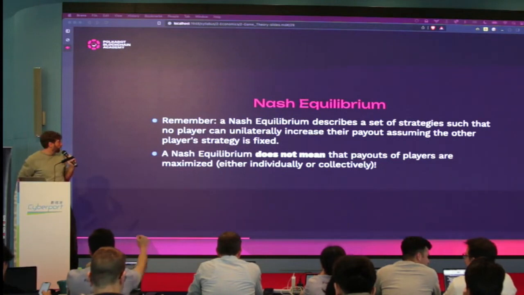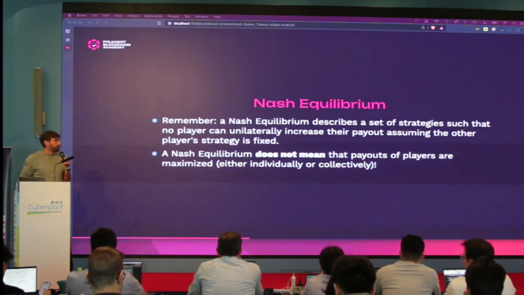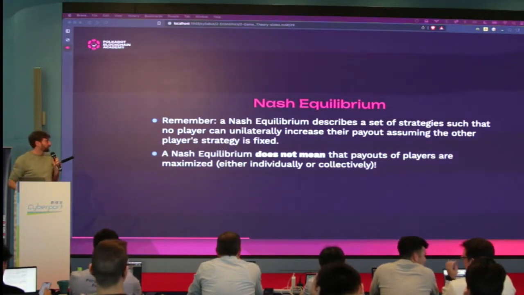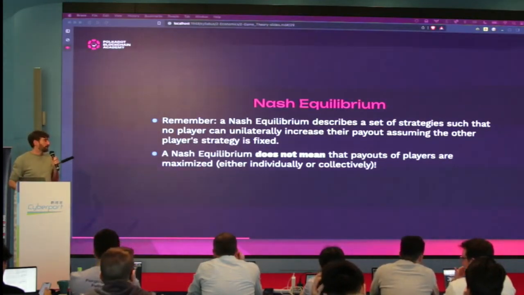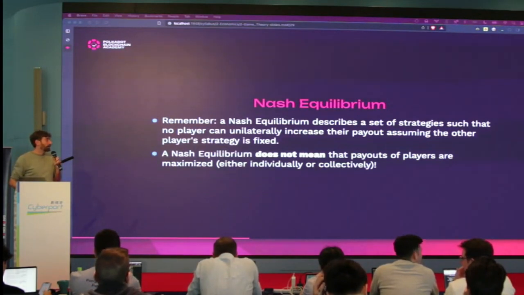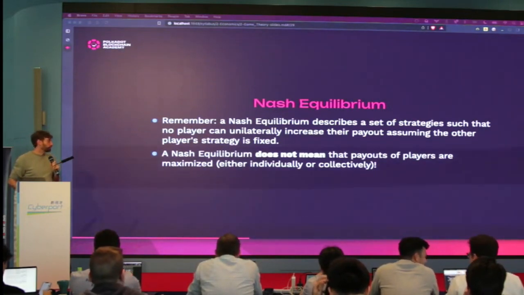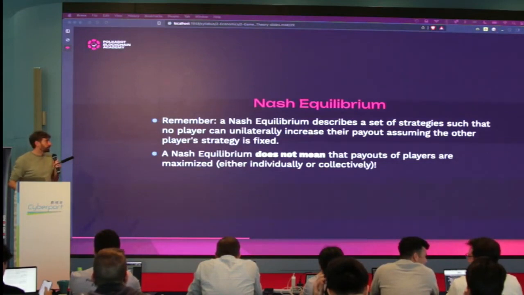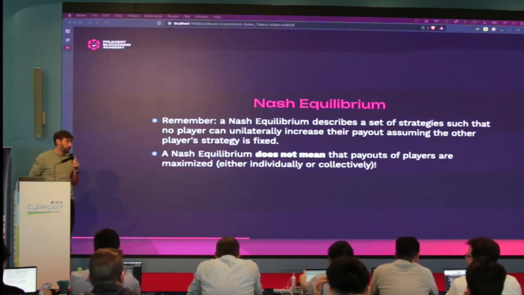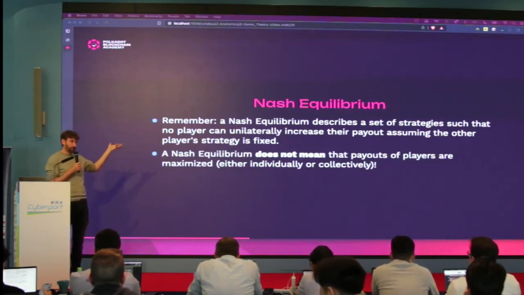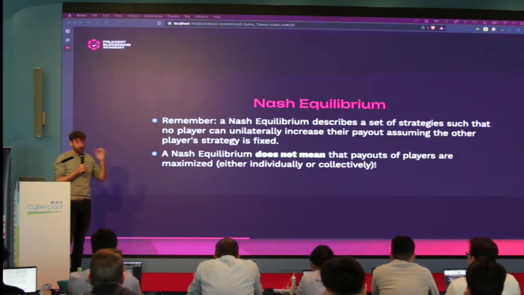Okay. So remember, a Nash equilibrium describes a set of strategies. So you always need the full set of all players, such that no player unilaterally increases their payout by deviating, by changing their strategy, assuming the other player's strategy is fixed. So a Nash equilibrium doesn't mean that payouts of players are maximized, either individually or collectively. And that is the whole big problem of the prisoner's dilemma. It would be collectively maximized if they would just cooperate.